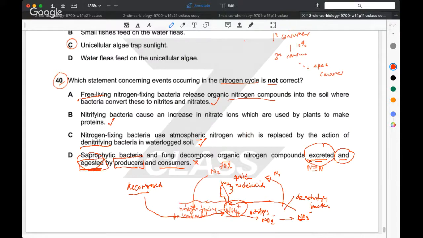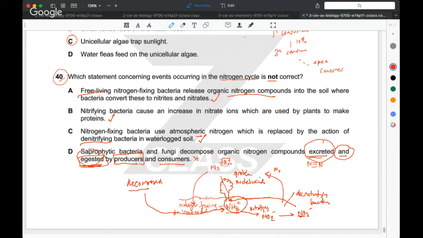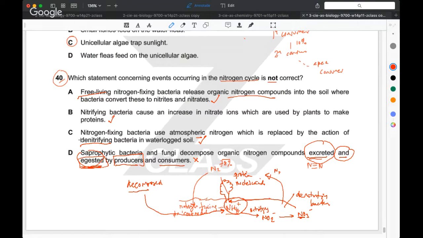Now you can see that's a pretty tricky question to get right. And it just means that it's really very, very important to read these questions with a very, very high degree of accuracy. Saprophytic bacteria and fungi are decomposing organic nitrogen compounds, but they're not decomposing organic nitrogen compounds that have been egested by producers, because that's not true. A producer doesn't egest feces. And so for that reason, that question is wrong.